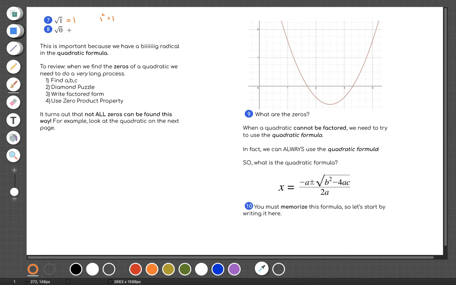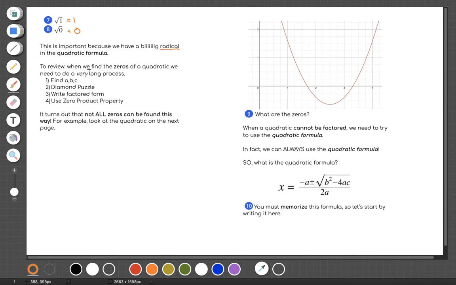What's the square root of 0? Well, same thing. It is 0. Why? Because 0 squared equals 0. Okay, so don't get tripped up on those. It's not a trick, but you do see those both quite often. So this is important because we have a big radical in the quadratic formula, and we're going to see that in just a second.